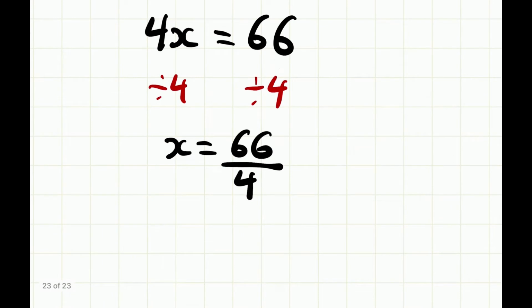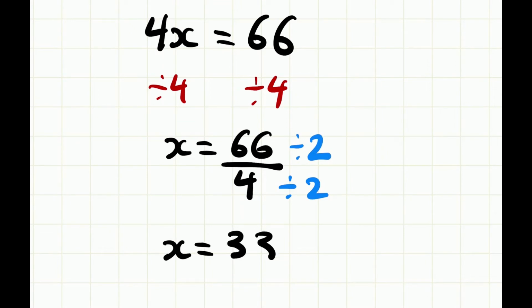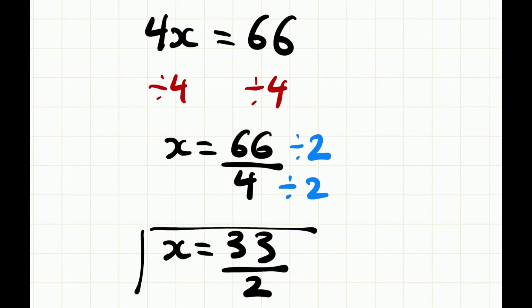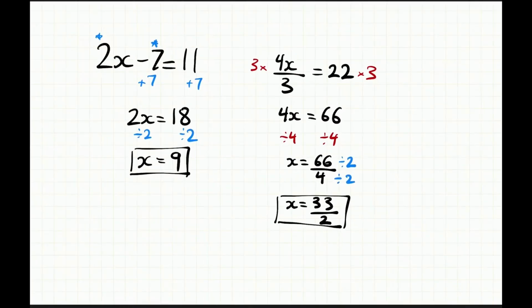And then we can actually proceed to continue simplifying that fraction. And here, we can do that by dividing top and bottom by 2. When we do that, we'll have x is equal to 33 on 2 as our final answer. Okay, so there you have it. That is how you solve a linear equation.